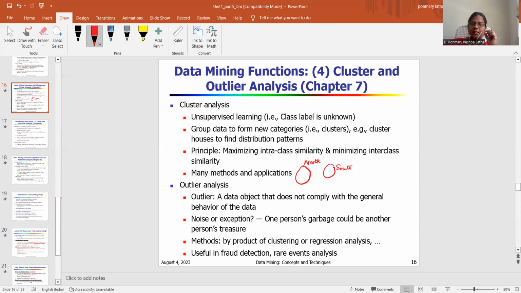An outlier is data which is not in a particular group. It is outside the group or outside the model. Maybe you take a linear model. In the linear model, whatever points are near the line are in the model. Suppose there is a point that does not come into the linear model; it is outside. This point is called an outlier. So that is one of the functions.